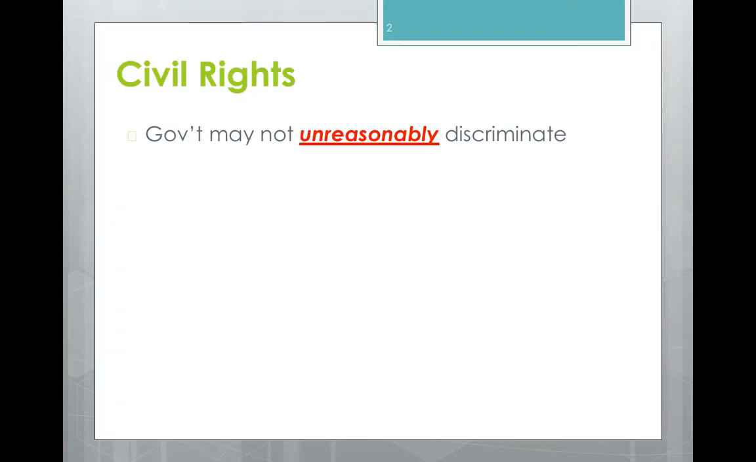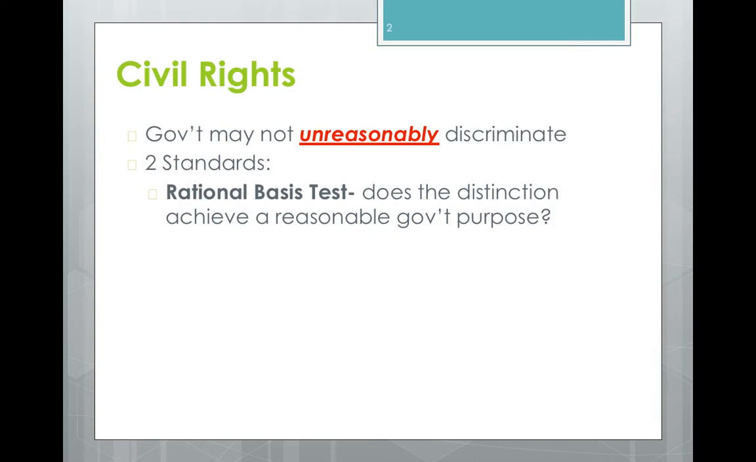Government may not unreasonably discriminate. That is the key right there: unreasonably discriminate. And obviously, with unreasonably, you do have some nuance, some gray area there. There are two standards with this. There's the rational basis test: does the distinction achieve a reasonable government purpose?